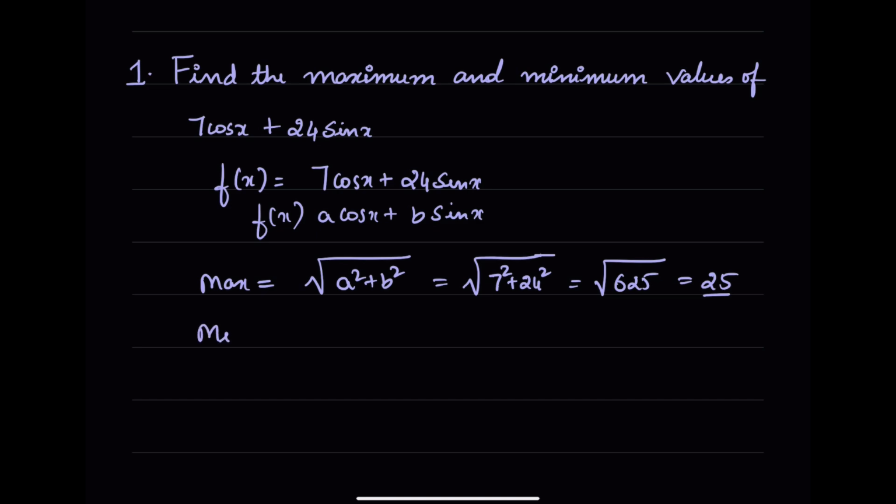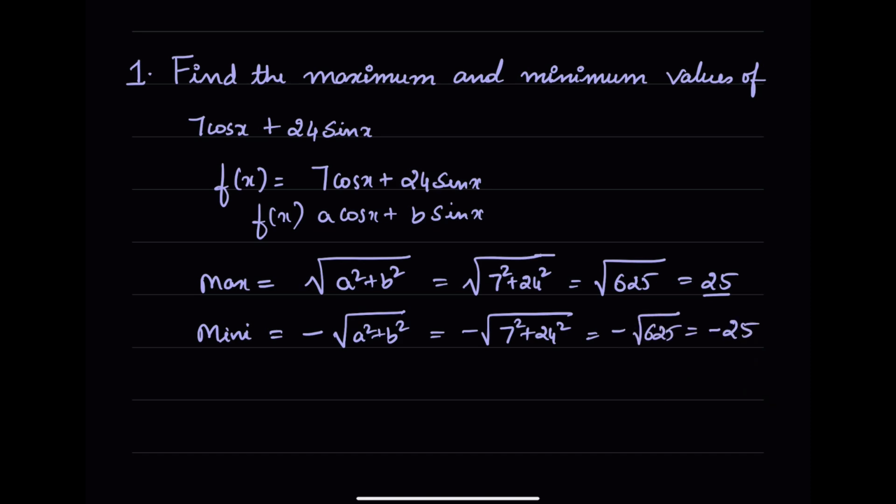Now similarly, the minimum value would be equal to minus square root of a square plus b square. This would be minus square root of 7 square plus 24 square, which is equal to minus square root of 625, and that is minus 25. So this is how, by applying the values, we can find the maximum value and minimum value of this function.